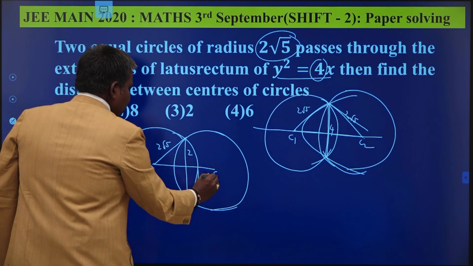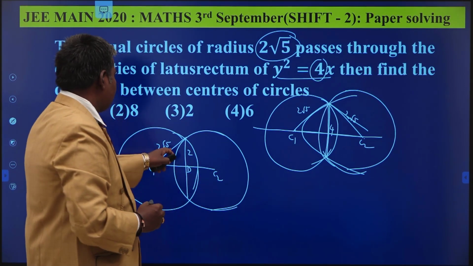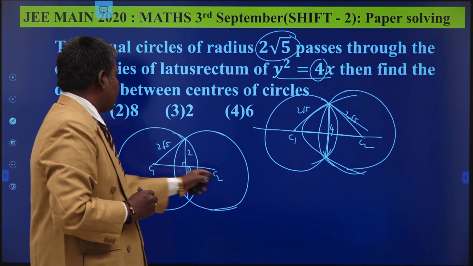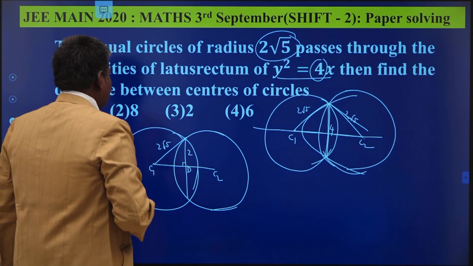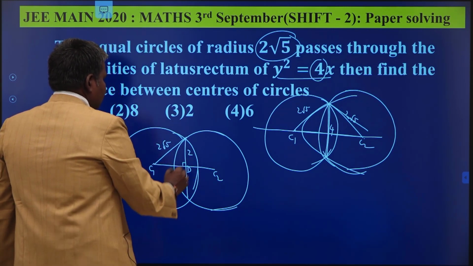This is C1, C2. This is say some D. Can I find C1D or not? This is a right angle triangle. Every common chord will be perpendicular to the line joining their centers. Therefore, hypotenuse square minus side square, under root, gives this distance.